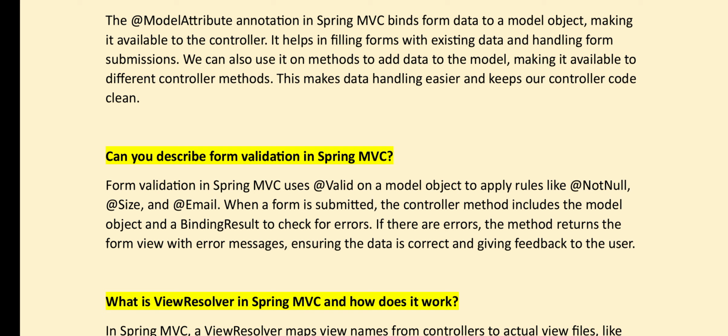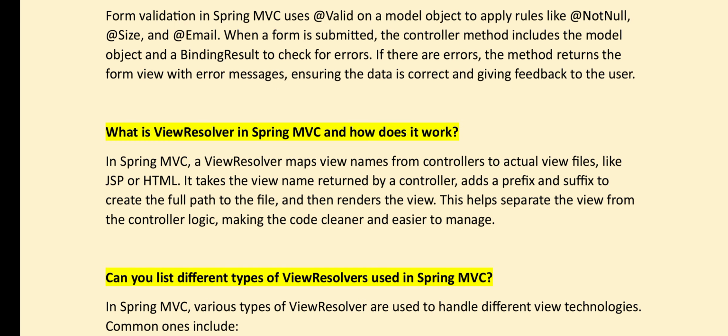When a form is submitted, the controller method includes the model object and a BindingResult to check for errors. If there are errors, the method returns the form view with error messages, ensuring the data is correct and giving feedback to the user.